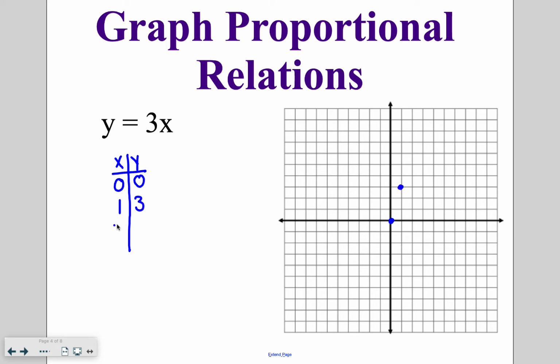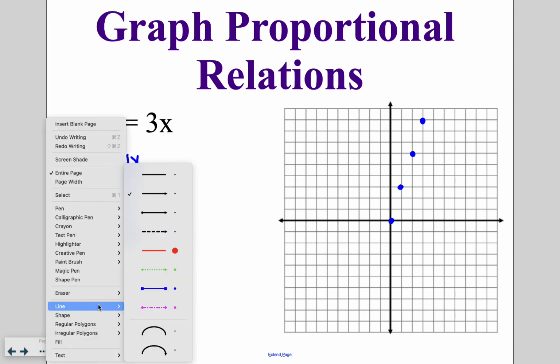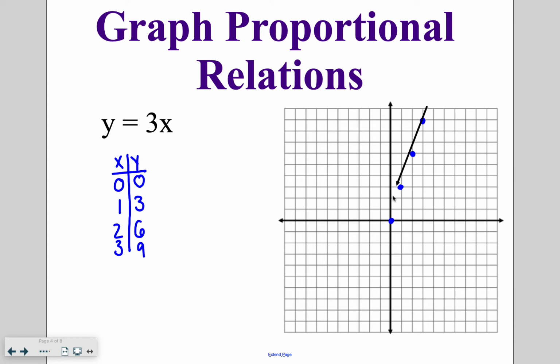My next coordinate then would be 2. 2 times 3 is 6. So I go 2 to the right and 6 up. Then I go 3. 3 times 3 is 9. 3 to the right and 9 up. At this point, we have completed the graph because we have run out of space in our particular picture. Then we need to connect it with a straight line going through all the points.